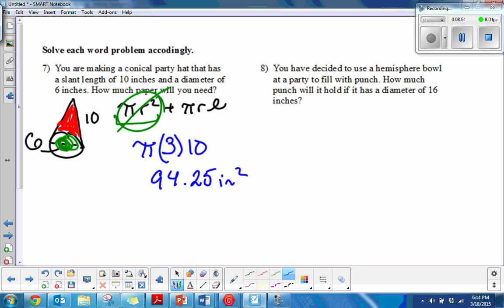inches squared. Now, if you were covering, let's say, 10 hats, like you were in the problem on the test, all you would do is take this 94.25 and multiply it by 10, okay? And that would be 942.5, and then you're done, okay? Nothing huge changes there, but like it says on the test, that's what you're doing.